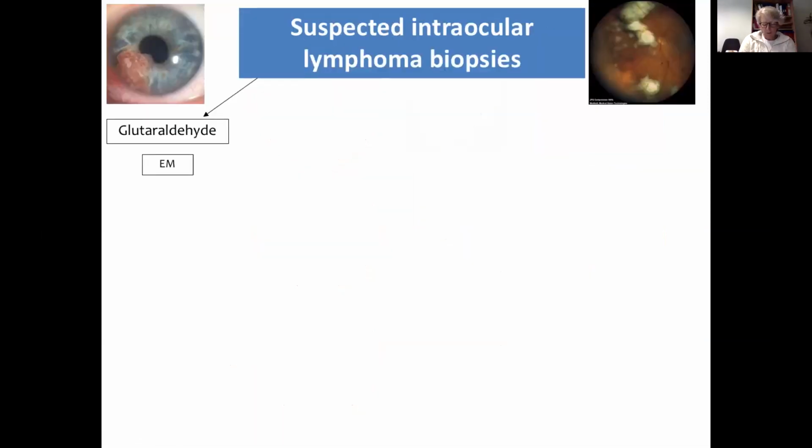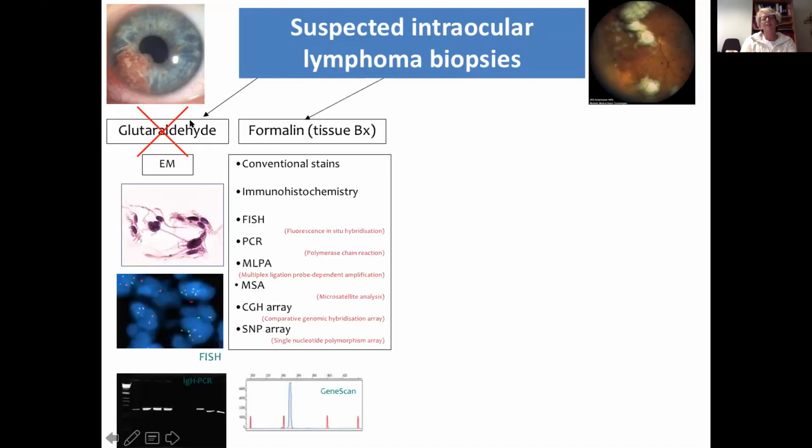So when your ocular oncologists phone you, which I hope they do, and they ask you how the sample should be sent to you, then please don't recommend glutaraldehyde. Glutaraldehyde was used by perhaps the older pathologists because it does have an advantage that it doesn't cause retinal detachment. And it was used particularly for electron microscopy. However, the problem with glutaraldehyde is that it's very difficult then to perform a wide range of immunohistochemistry, and also it's very difficult to perform any DNA or RNA extractions.